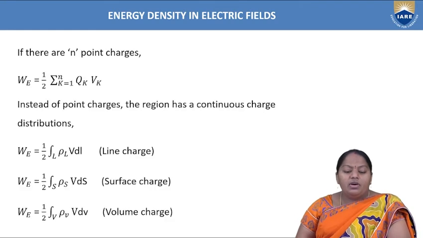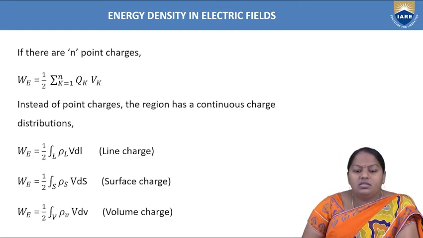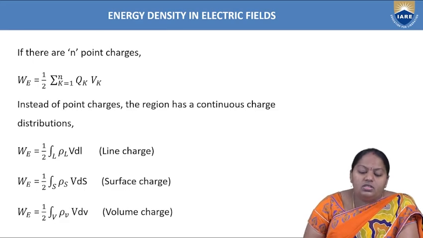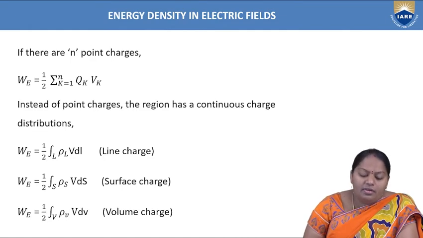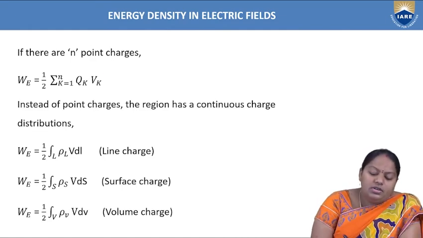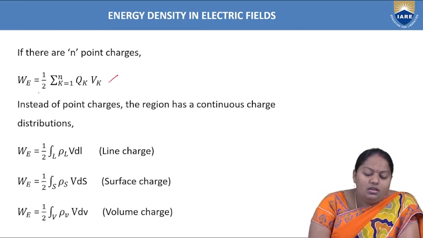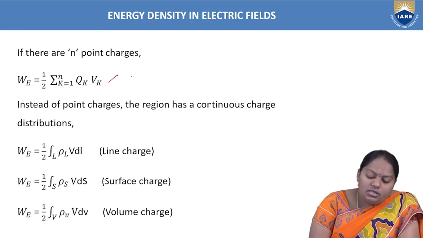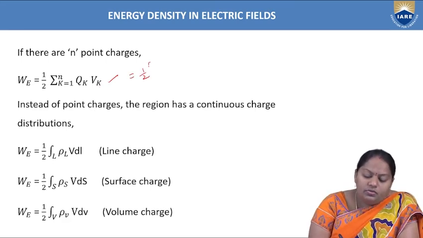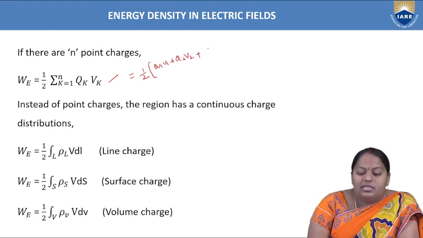So for 3 particular point charges, we have that relation. Then instead of 3 point charges, if we have multiple point charges, meaning n number of point charges, then collectively this can be written as WE equal to 1 by 2 times the summation of k equal to 1 to n of Qk Vk. If we expand this equation, substituting k from 1 to n, it can be written as Q1 V1 plus Q2 V2 plus Q3 V3 and so on, plus Qn Vn.